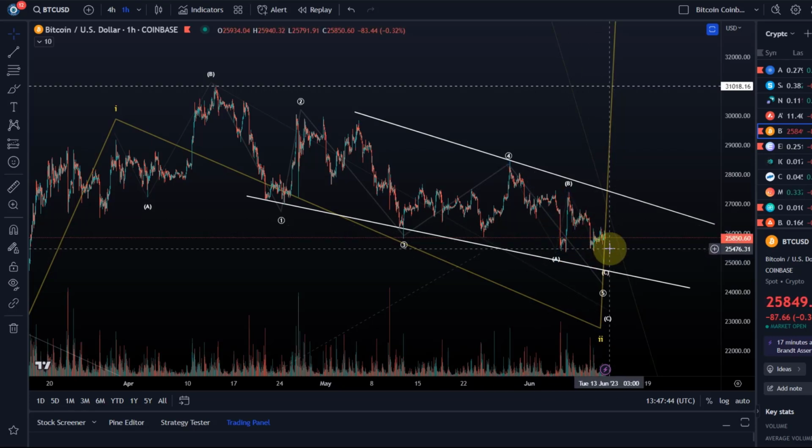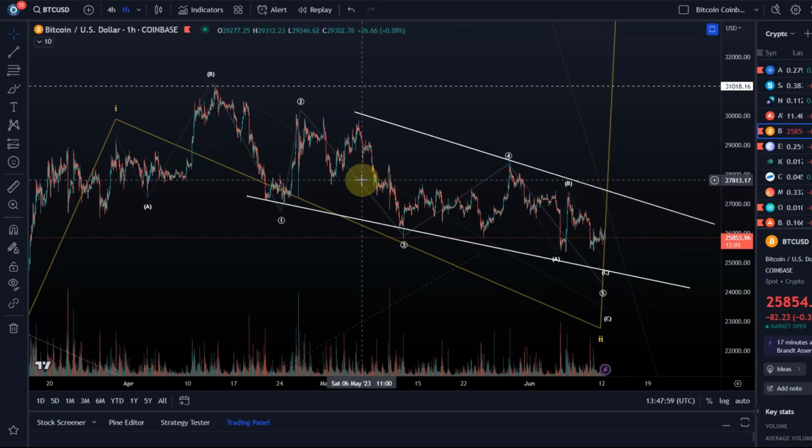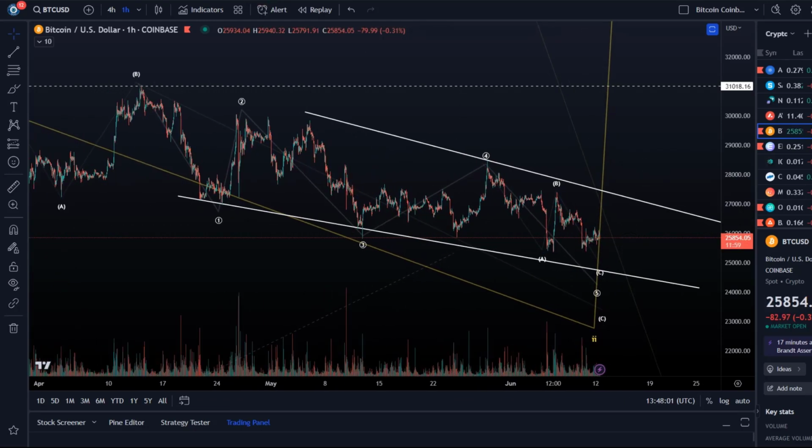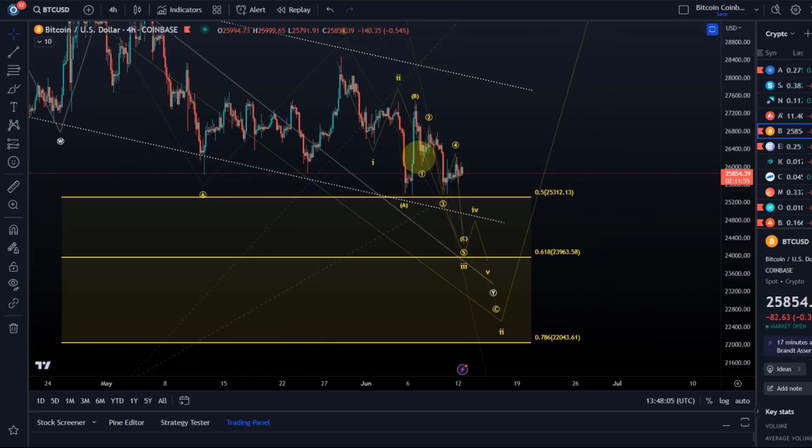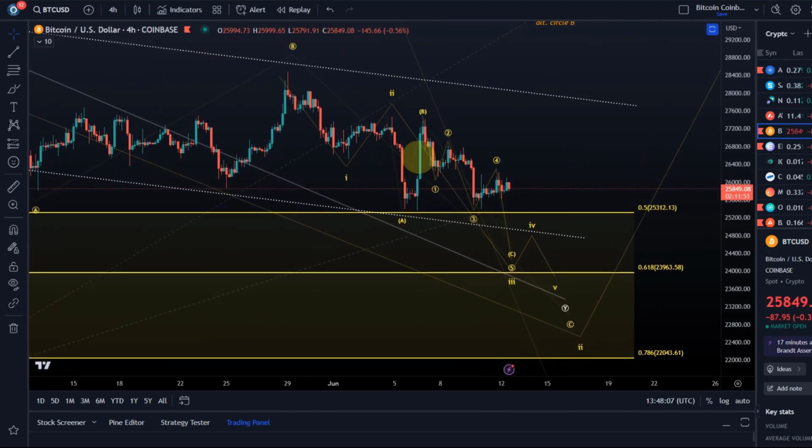It doesn't need that one more low. But looking at the structure, I would find it less likely that it's already finished. Also here, one more squiggle lower, but that would be the count where we don't need two more lows. One more low would be fine, okay? Or even no more low. Could be done. And let me go back. So this is obviously the first count I showed you.